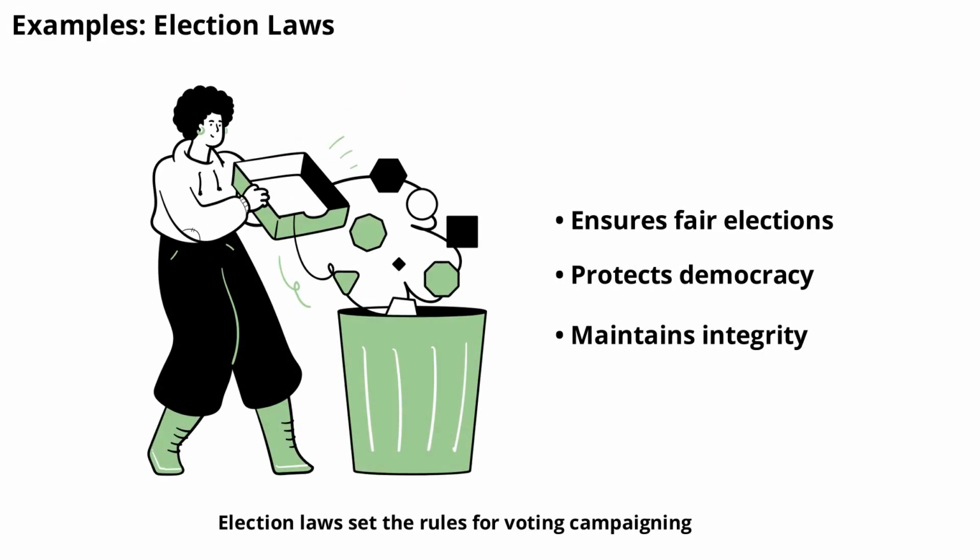Election laws set the rules for voting, campaigning, and counting ballots. These regulations ensure that elections are fair, free, and transparent. By enforcing election laws, governments protect democracy and the integrity of the electoral process.